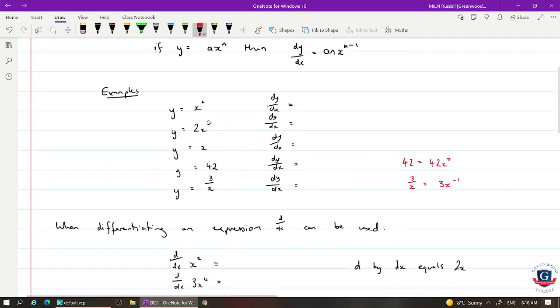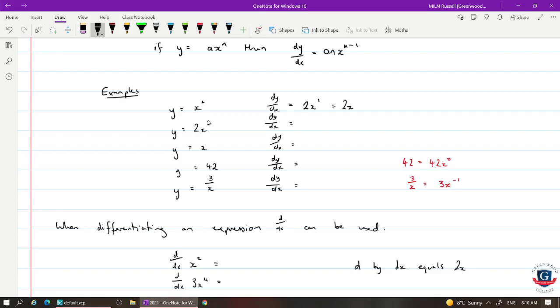If we have y equals x squared, put the power out front. Put the power out the front, write down x, reduce the power by 1. So that would just be 2x.